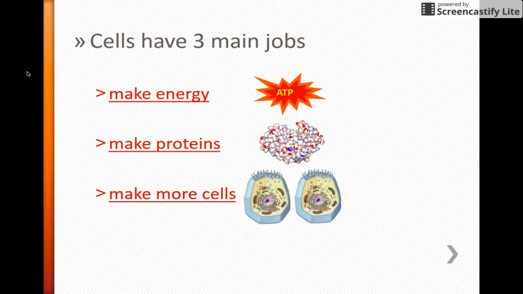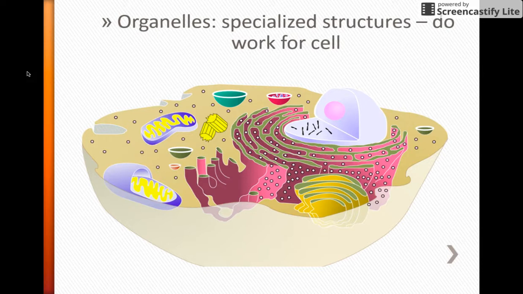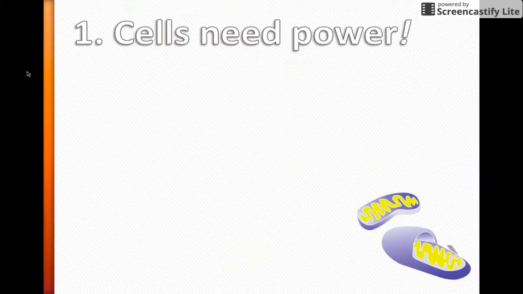And then you also have to be able to make more cells. Doesn't really help you at all if you can't reproduce. You're around for a little bit and then you disappear. You have to be able to make more of yourself so that the organism can continue to live. All right, so the definition of organelles one more time is specialized structures that do work for a cell. So again, they're like tiny little organs.